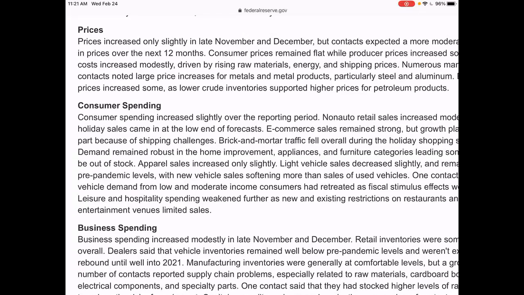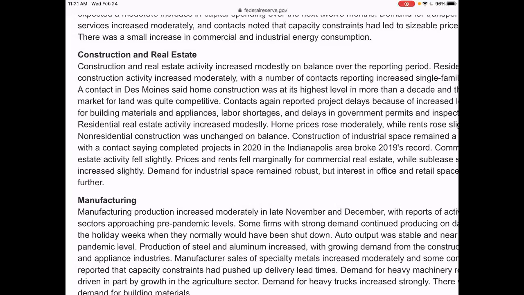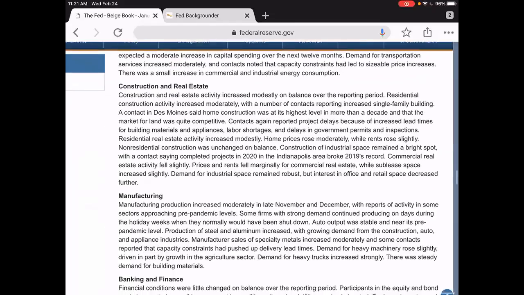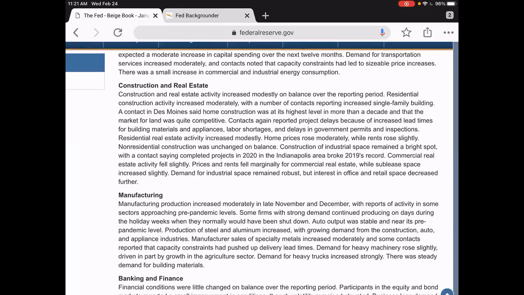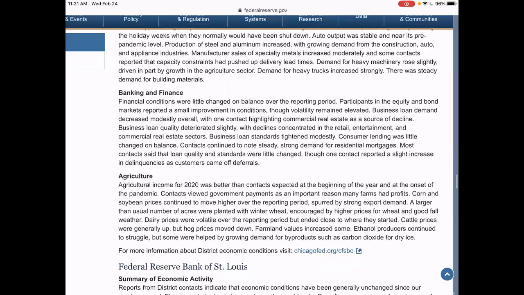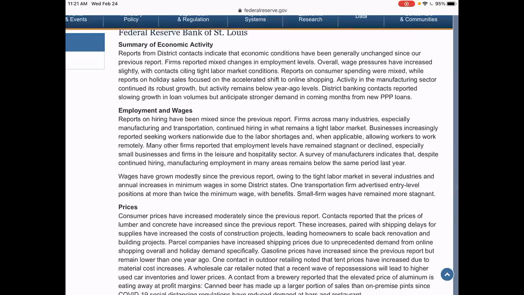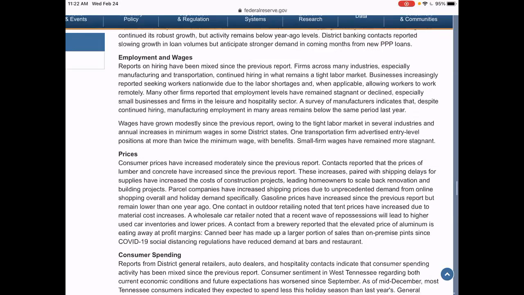So it's going to talk about certain stores, certain malls, certain small things here, right? Like they're talking about Indianapolis and construction of industrial space in Indianapolis. These are pretty small things, but they're important because they all feed into a much broader picture about how the economy is doing.